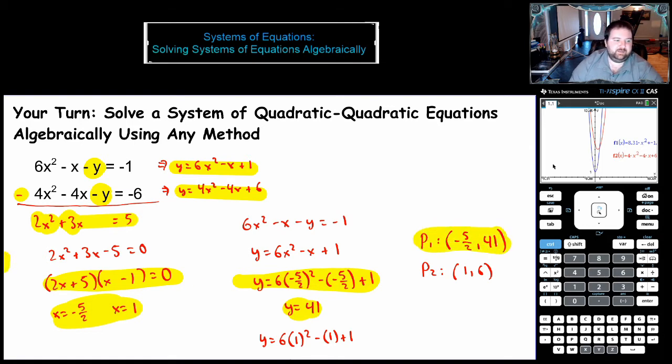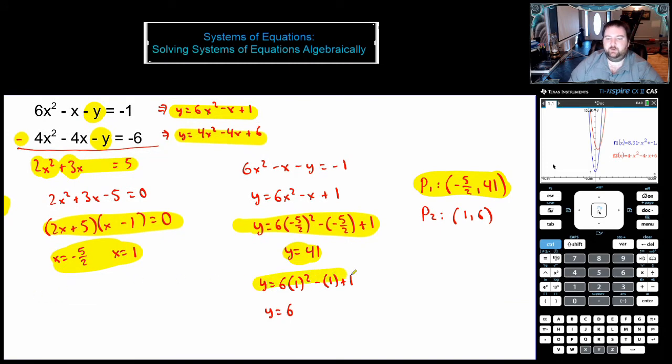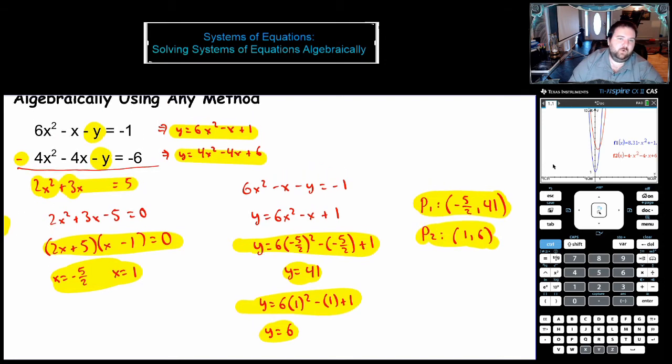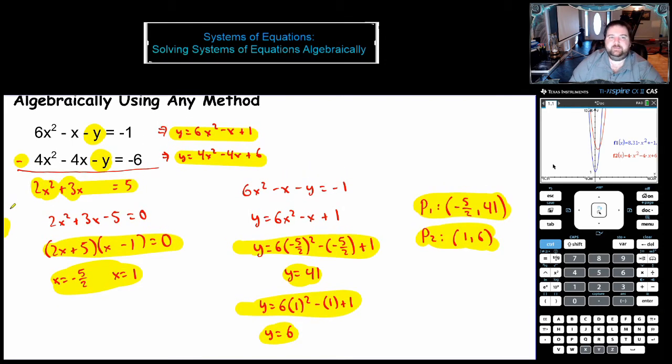And then I did it again for when x is 1. So I plugged that in and I found y is 6. So there's my second point. Now, to verify it, I verified graphically because it would be a little quicker than verifying algebraically.